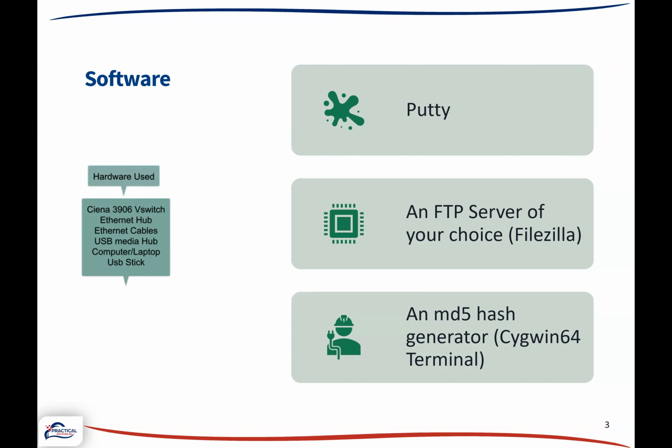For the software used in this setup, we use PuTTY, which is a terminal software to enter the Ciena 3906. You can use an FTP server of your choice. In our lab, we use FileZilla. And you can also use an MD5 hash generator of your choice, but in our lab, we use Cygwin64 terminal.